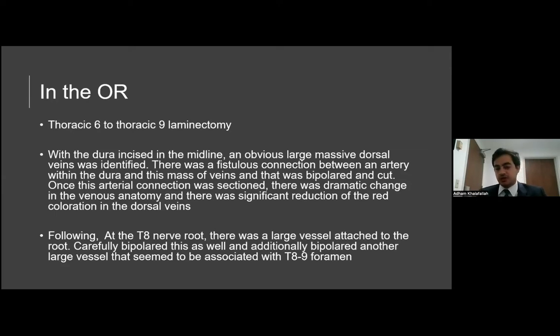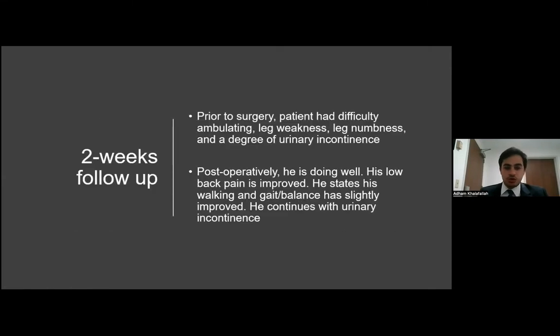All this we're going to explain later about the pathophysiology, what's happening here. But just to let you know, we see the fistula, the fistula is bipolar, and the patient is doing well. Surgery went uneventful. 2 weeks follow-up.